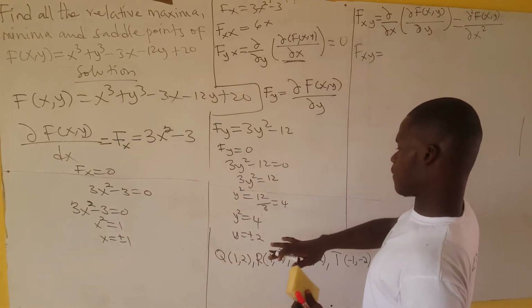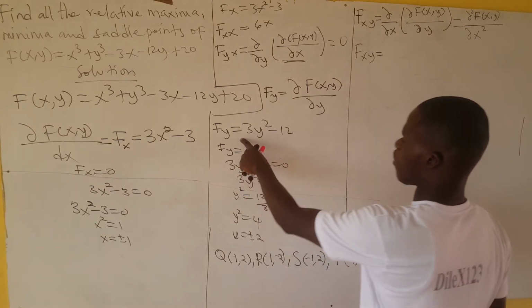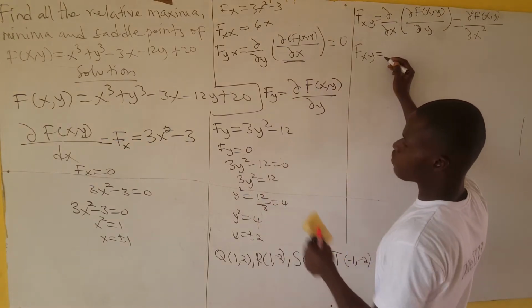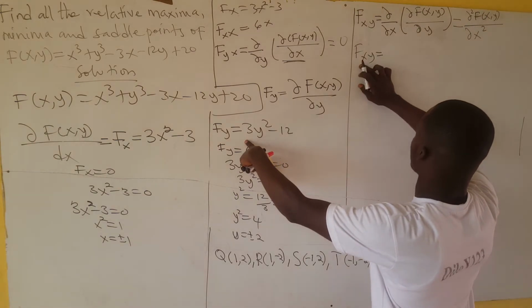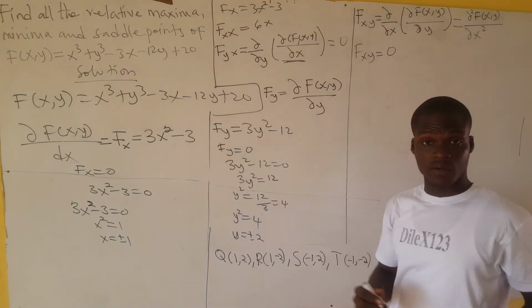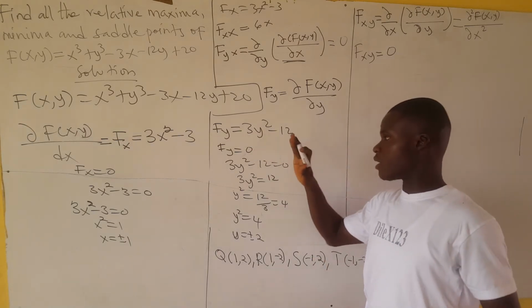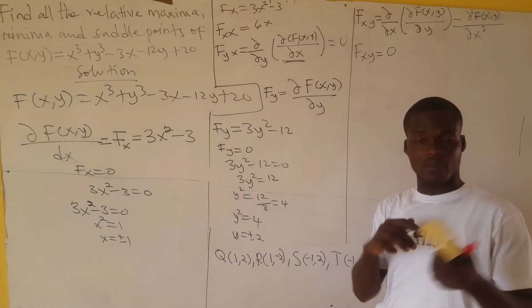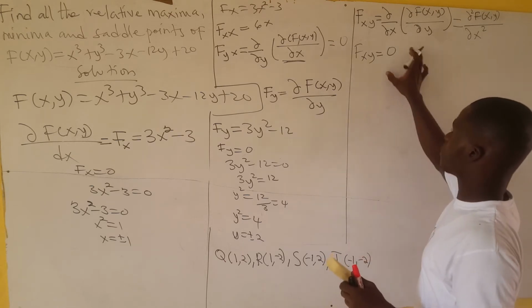first our fy. This is the answer for our fy. Meaning that we are about to differentiate fy with respect to x. Okay, so differentiating it with respect to x, the answer will be 0, because the y and then this constant 12 will all be considered as constant. So this will be 0.